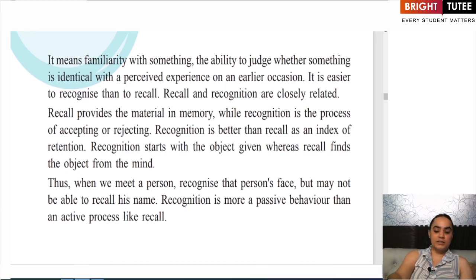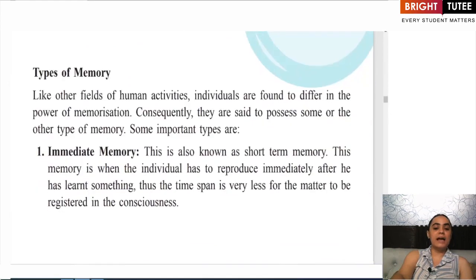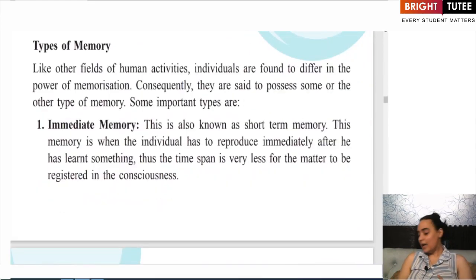Now, after the factors of memory, let us talk about the types of memory. We have got 3 types of memory, to be precise. We have immediate memory, we have short-term memory, and we have long-term memory. The names in themselves are suggestive of the 3 types of memories that we are going to discuss. Immediate memory is also known as short-term memory, but it simply means that you have seen something, you have learned something, you got very less time to remember something, and you have to reproduce that.